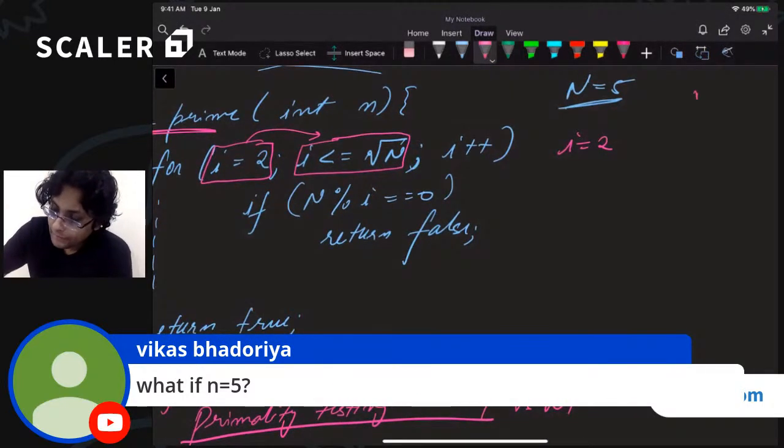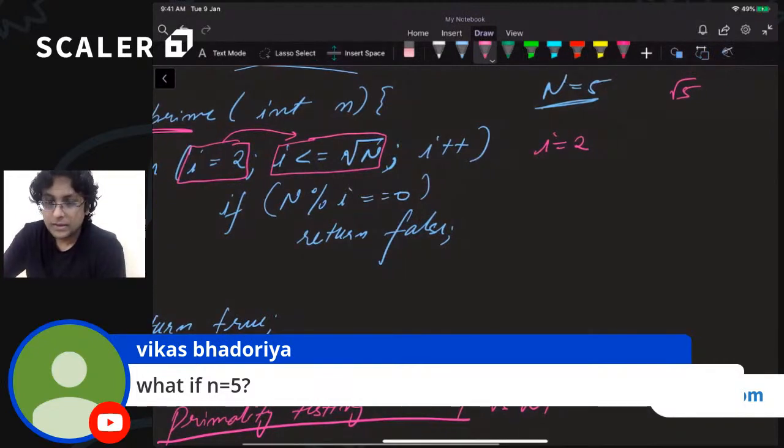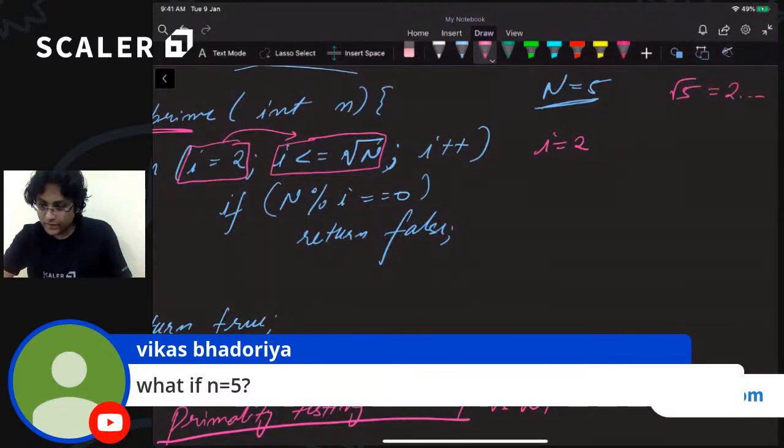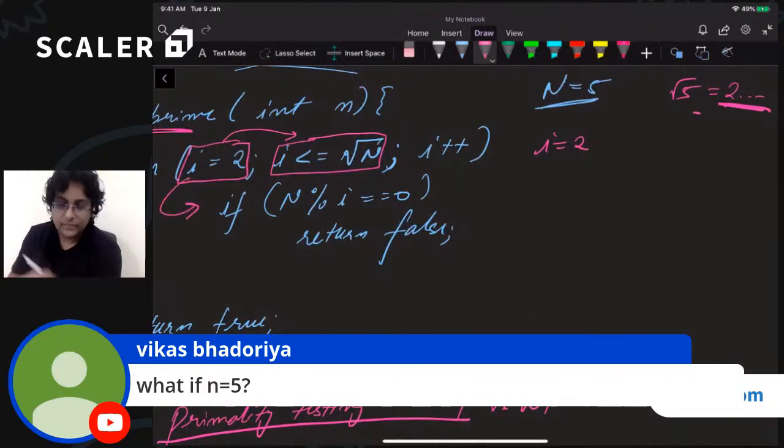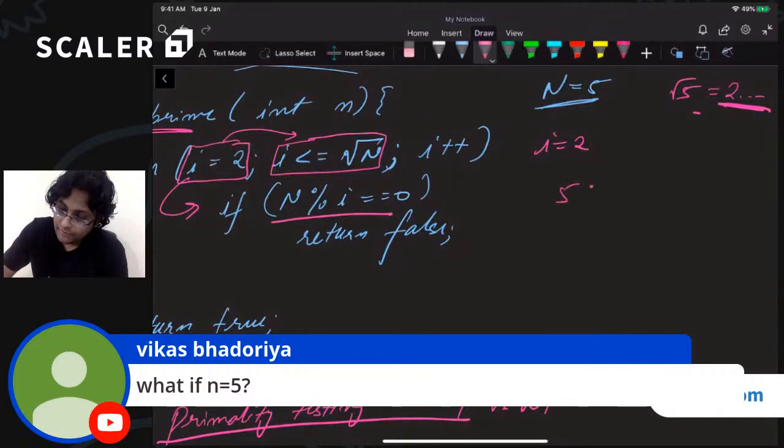Well, what is the square root of 5? The square root of 5 is 2 point something, right? Let us suppose that we are doing integer things over here. So we will say that 2 is less than or equal to 2 point something. So we will go inside. We will check: is n divisible by 2? Is 5 divisible by 2? No, it is not, right? So we will continue the loop.